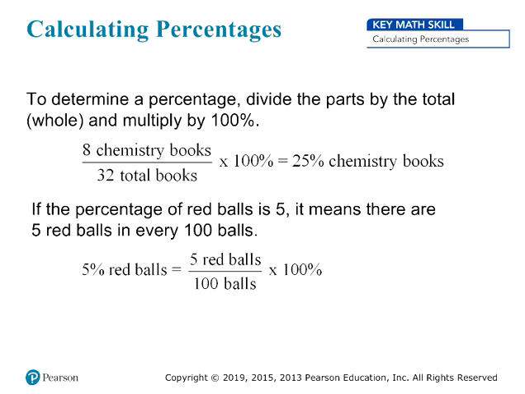Additionally, another example, let's say we're told that we have a percentage of 5. So for instance, if the percentage of red balls is 5, it means there are 5 red balls in every 100 balls. So you can take a percentage and convert it into a fraction. So you can also work backwards. So let's say, for instance, in the previous example, we're just told that we have 25% chemistry books. We could then convert that into 25 out of 100.